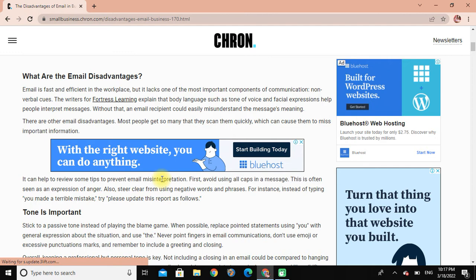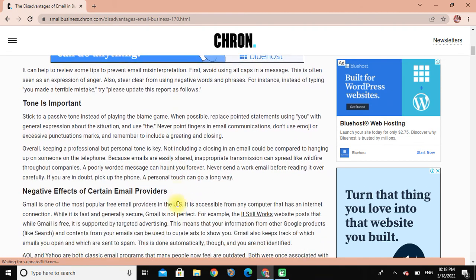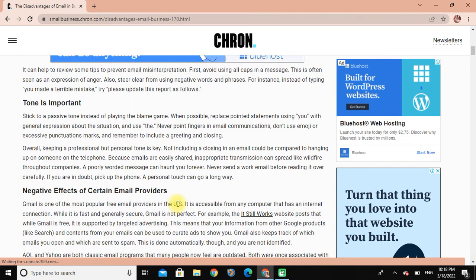It can help to review some tips to prevent email misinterpretations. First, avoid using all caps in a message. This is often seen as an expression of anger. Also, steer clear of using negative words and phrases. For instance, instead of typing "you made trivial mistakes," try "please update the report and follow." Tone is important. Stick to a passive tone instead of playing the blame game.